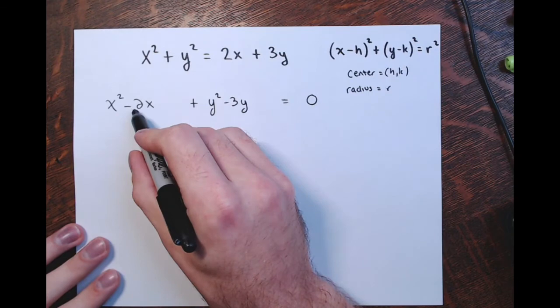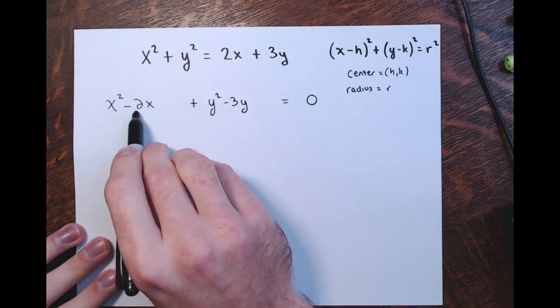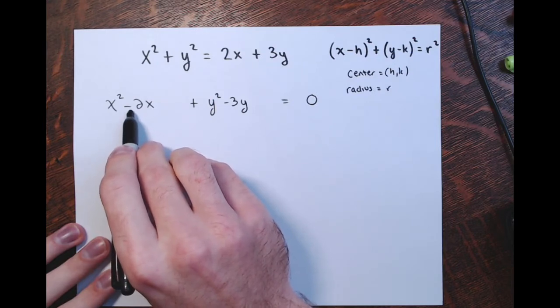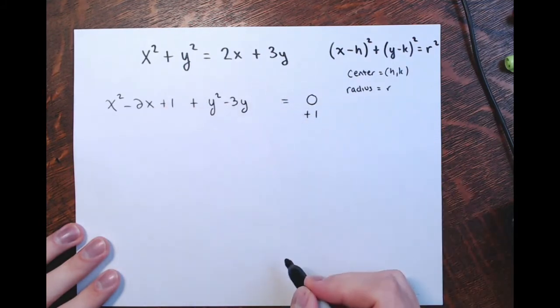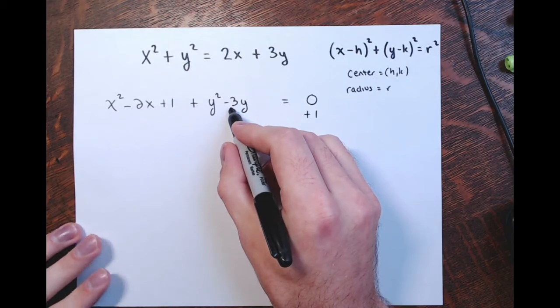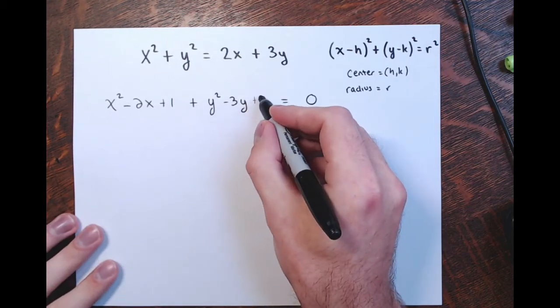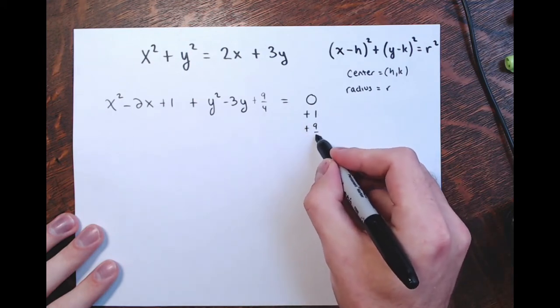So remember, you need a 1 on the coefficient of the square term, and then I'm going to take half of the linear coefficient and square it. Well, negative 1 squared is positive 1, so I'm going to add 1 to both sides. It's still an equation. Then half of this is negative 3 halves. Squared would be positive 9 fourths. And so I add 9 fourths to both sides.